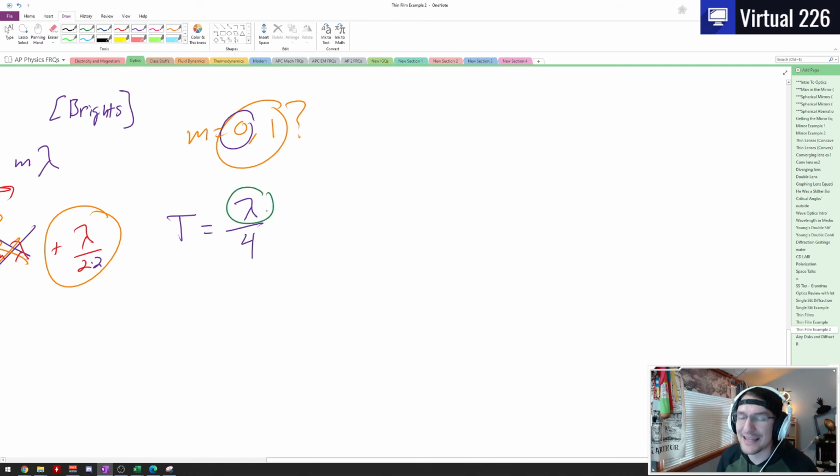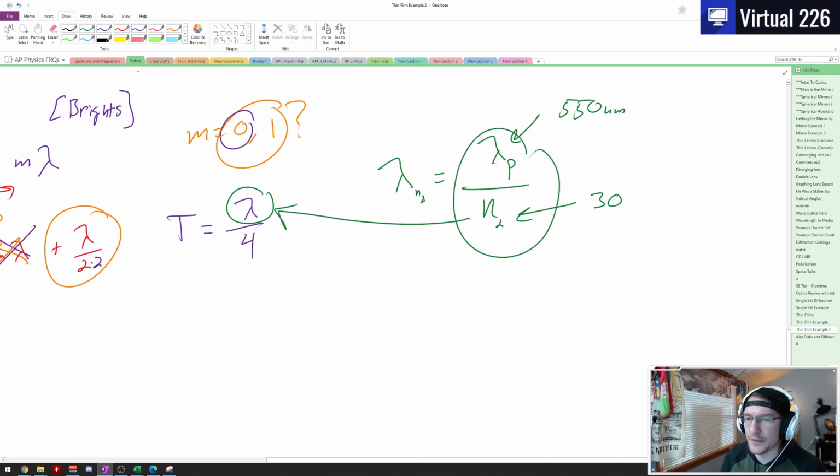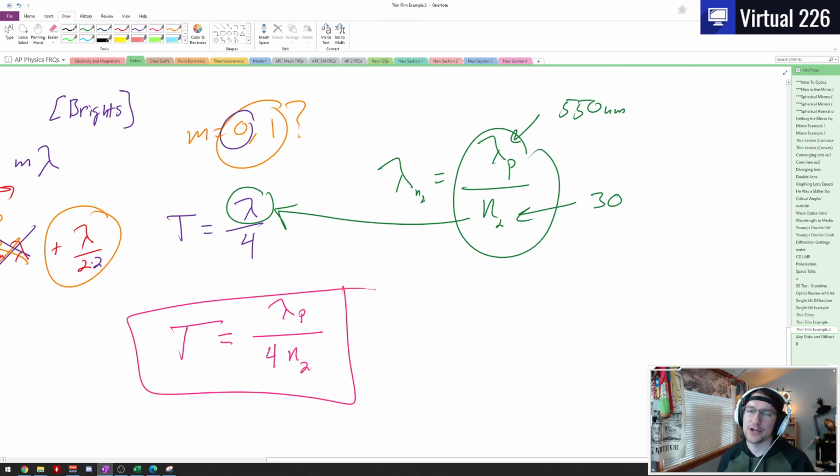Remember, this is the lambda inside the film. That lambda in the film, or lambda n2, is equal to the proper lambda in a vacuum, that's the 550 nanometers that were given to us, divided by N2, which was our film, which in our case was a giant 30. We're like going through a diamond or something. But we need to make sure that this goes in here. So our true, fully complete answer that we feel super great about is that the thickness is equal to lambda proper, the 550, divided by 4 N2. That is what we're actually looking for.